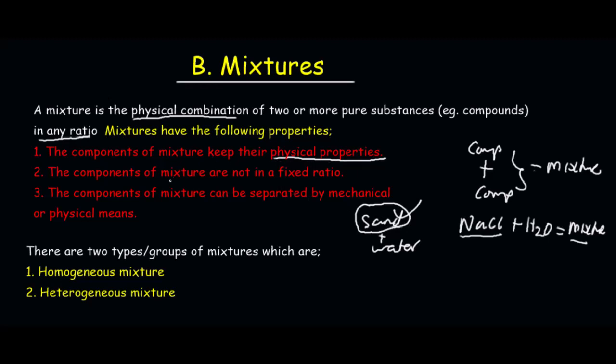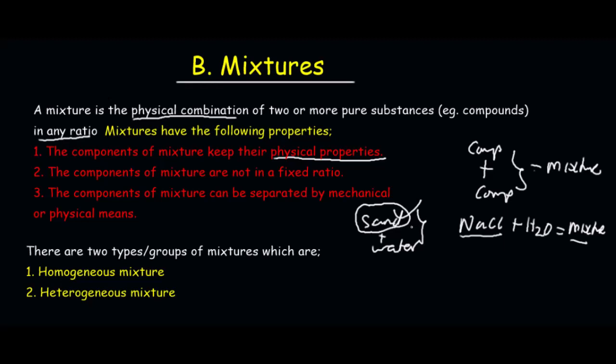Then the second property of a mixture is that the components of the mixture are not in a fixed ratio. They are not in a fixed ratio. All right, and I've explained that already. Then the last thing is that the components of the mixture can be separated by mechanical or physical means. Let me use this same example of sand and water. So I have sand and water. I want to separate the sand from water.